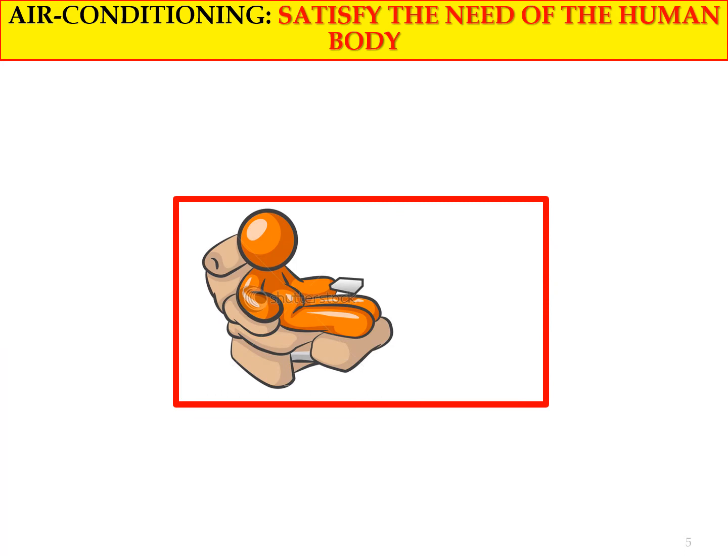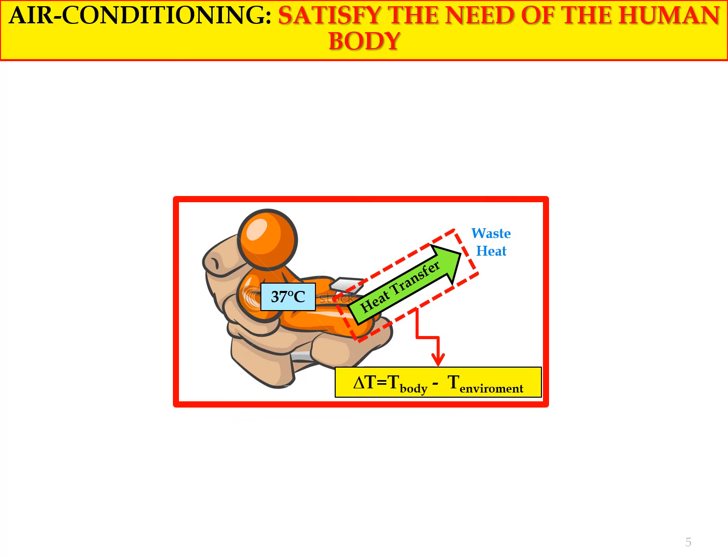So this is the same guy sitting in a room. The normal human body temperature is around 37 degrees Celsius. In this condition, the heat from the body of the human will be transferred to the environment as waste heat. Because we have a temperature difference, delta T equals T body minus the environment temperature. So the heat from the human will be released to the environment if the temperature of the environment is lower than the temperature of the human.